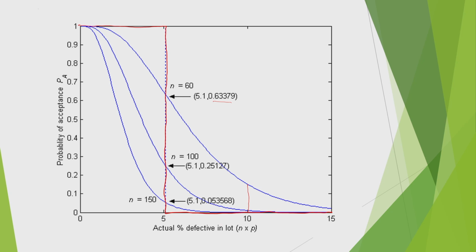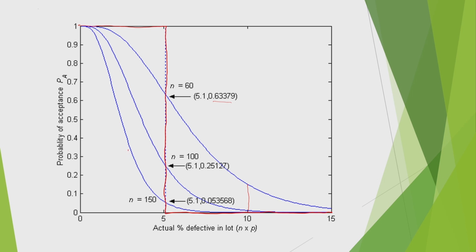Even then, if you feel that at 10% it is much more, then you can increase further and put n equal to 150. If you do n equal to 150, then you can see that at 10% defect it is almost 0. There is some small probability that even if you have more than 5.1% defect, the lot is still accepted, that is one thing. But more or less it is okay.